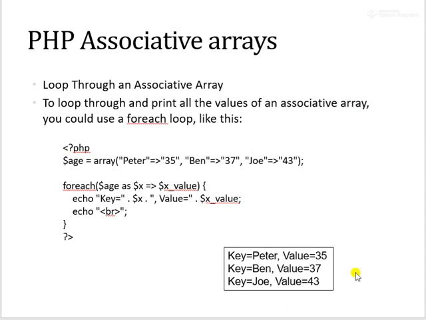We have seen how to loop through an indexed array using a for loop. But in order to loop through an associative array, a for loop will not work. We use a special type of loop in PHP called the foreach loop. The foreach loop is used to loop through an associative array. I will come back to this slide again once we cover the foreach loop, to explain this example for you.